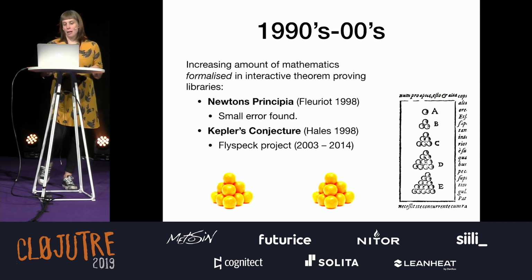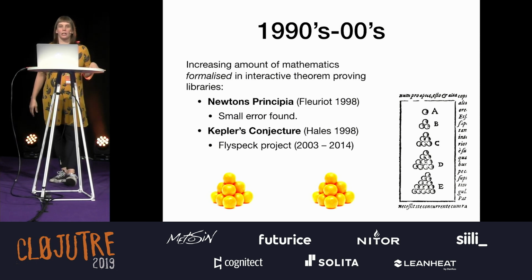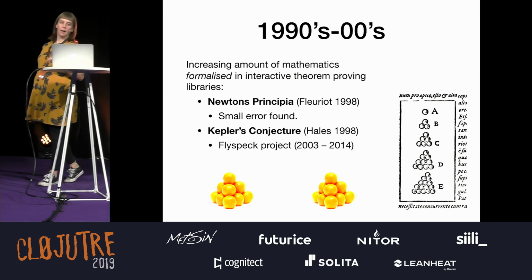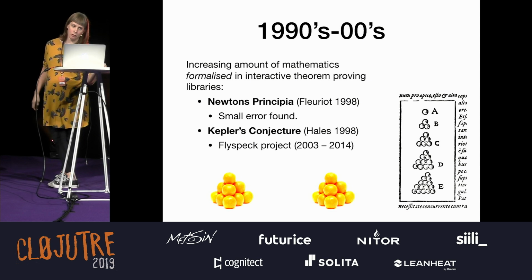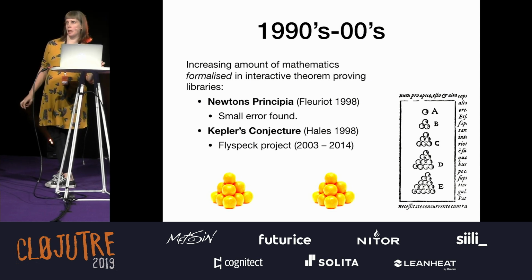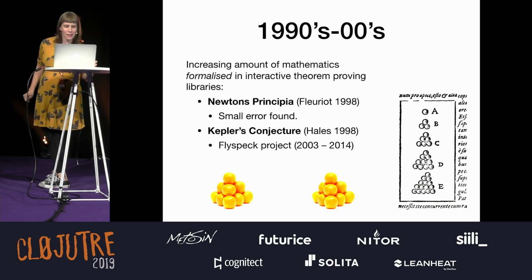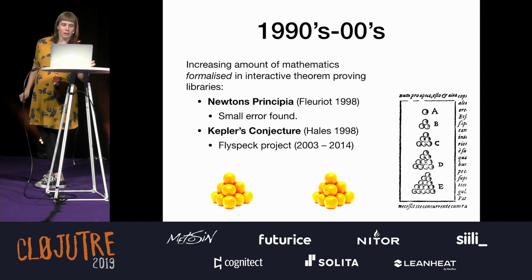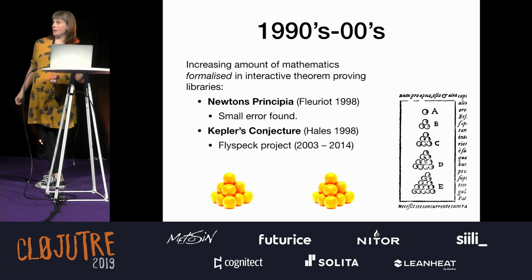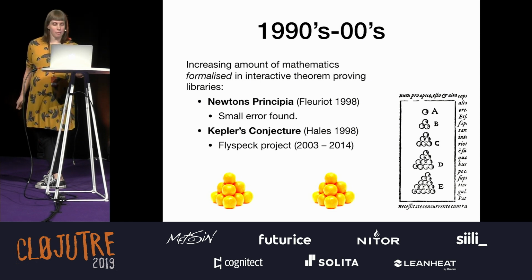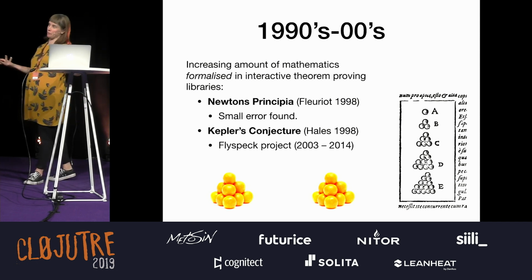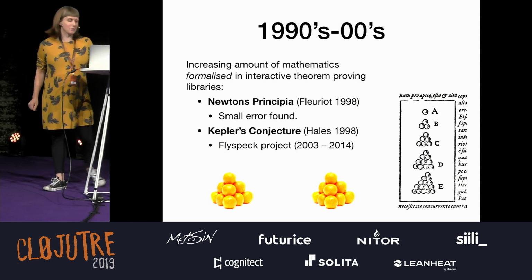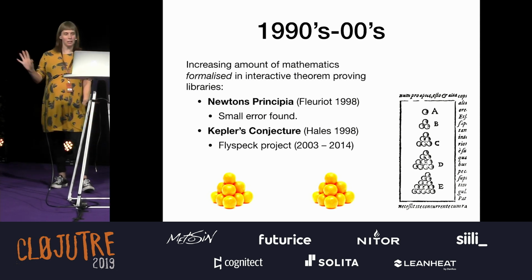There are also some famous examples where people try to formalize famous historical proofs. One example is Jacques Fleuriot's PhD thesis from '98. He was one of my teachers. He formalized Newton's Principia in this Isabelle system that I mentioned. And he did actually find a small error which had been undiscovered for 300 years, which he corrected.